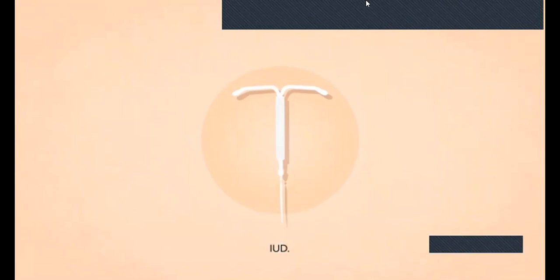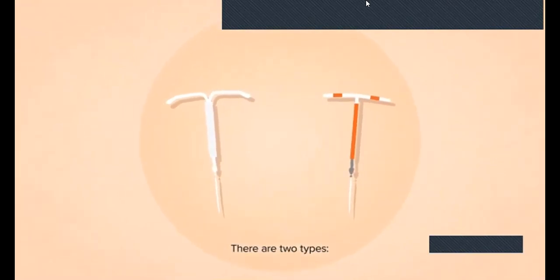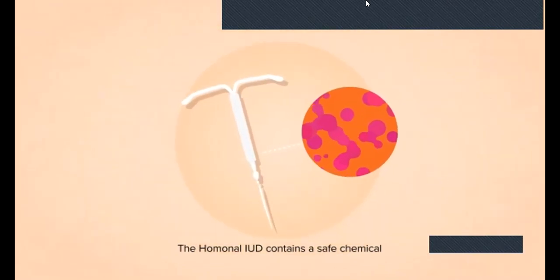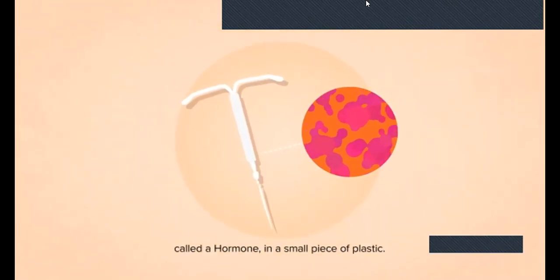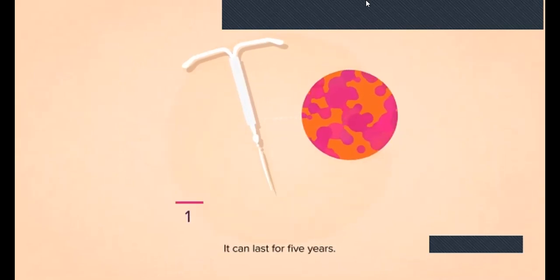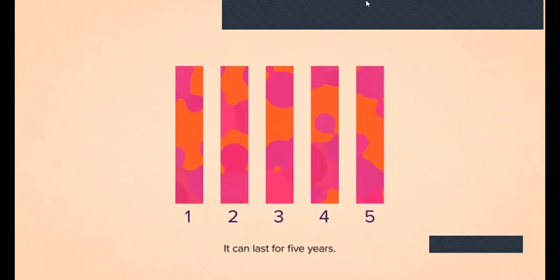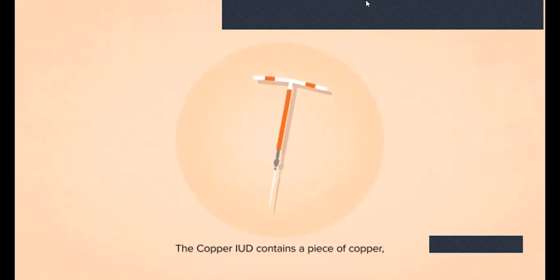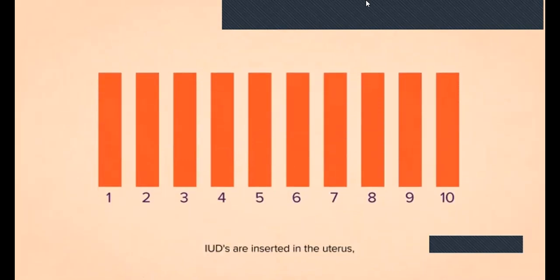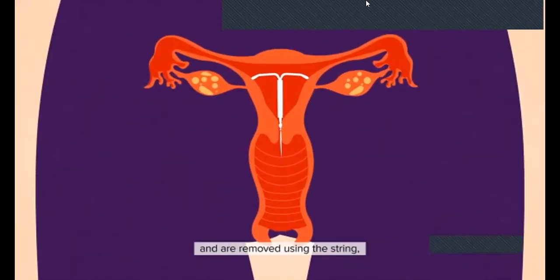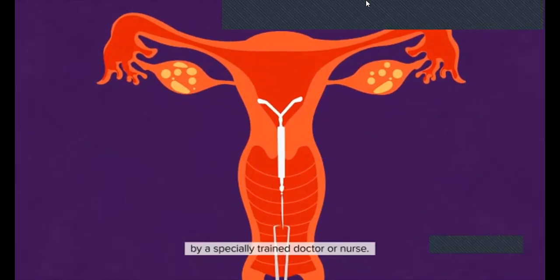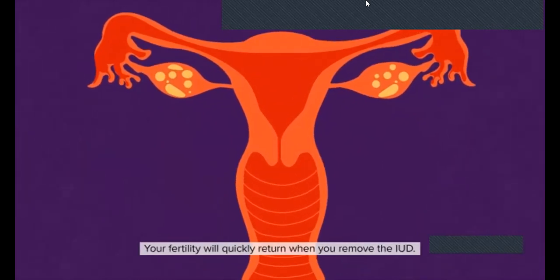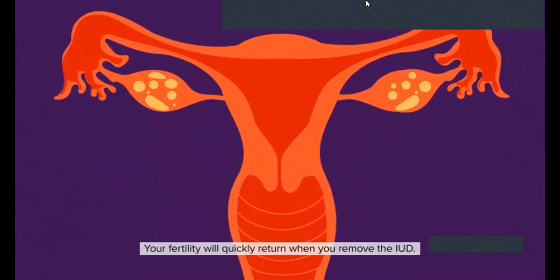IUD. IUD stands for intrauterine device. There are two types. The hormonal IUD contains a safe chemical called a hormone in a small piece of plastic. It can last for 5 years. The copper IUD contains a piece of copper, a type of metal, instead of hormones, and it can last up to twice as long. IUDs are inserted in the uterus and are removed using the string by a specially trained doctor or nurse. Your fertility will quickly return when you remove the IUD.